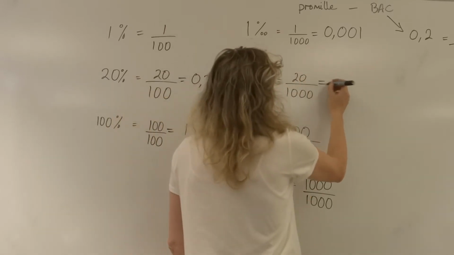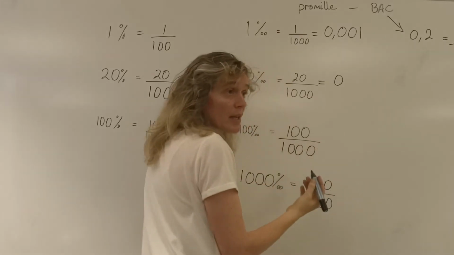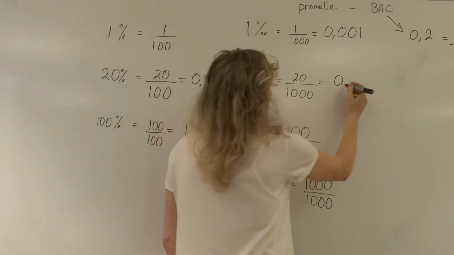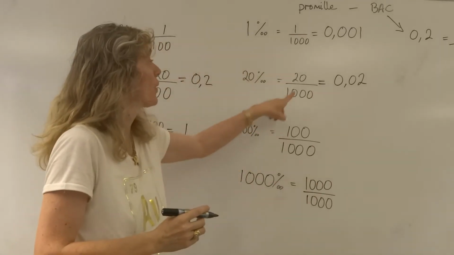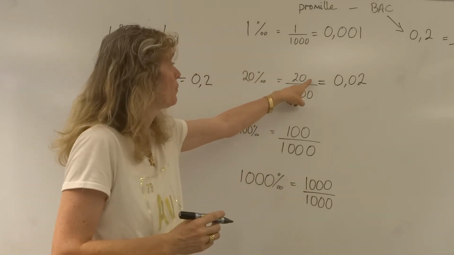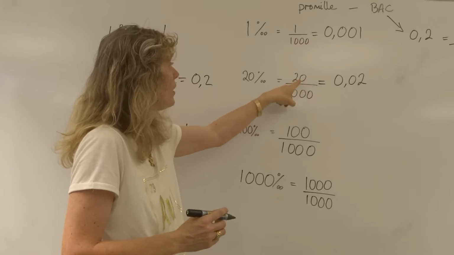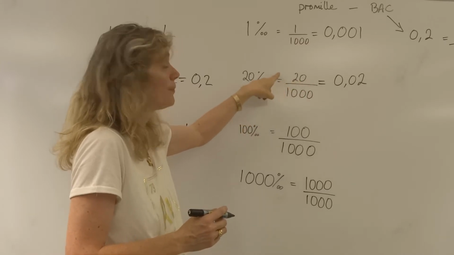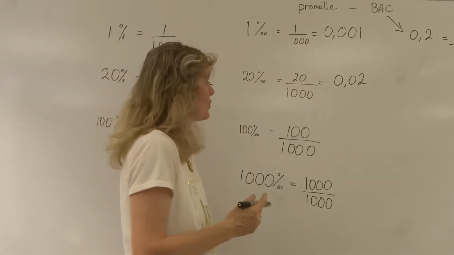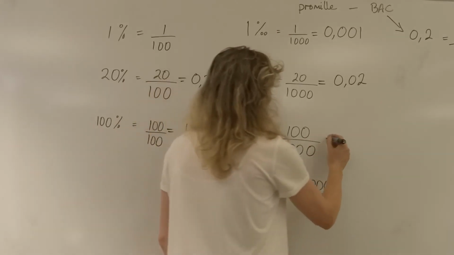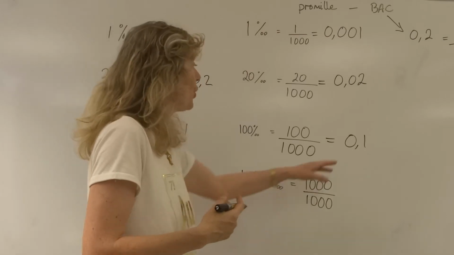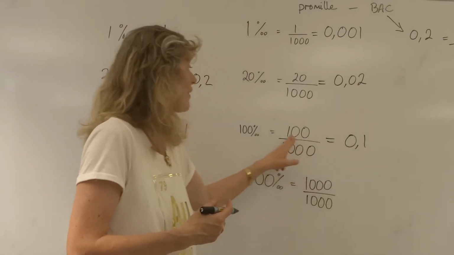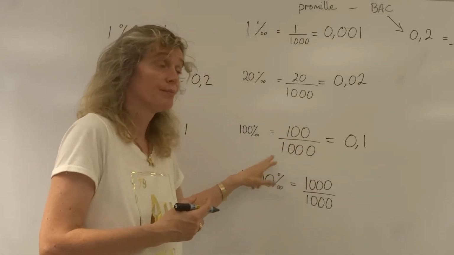20 promille would not be 0.2 as we're used to. 20 promille would be 0.02. We'd divide 20 by 1,000. We'd move the decimal point 3 places back. 1, 2, 3. Giving us 0.02. 100 promille would be equivalent to the decimal 0.1. So to have the decimal 0.2, we'd have to have 200 promille.